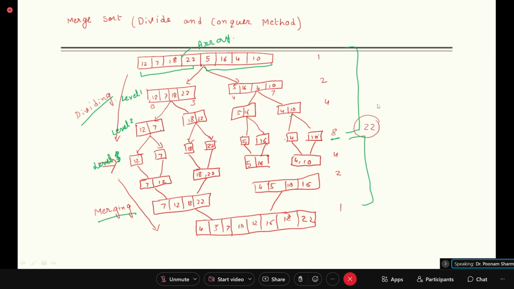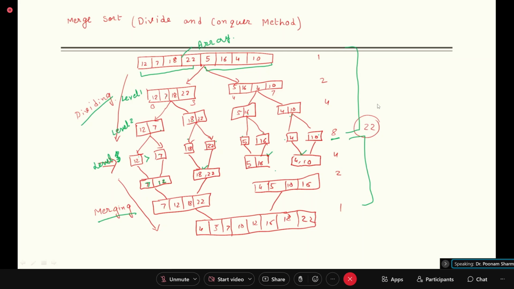When you are merging, you have to take care that the lower value is on the left hand side. So compare these two values, and based on the comparison, you have to place the lower value on the left hand side and higher value on the right hand side. Similarly, it will be done for this, this, and this.